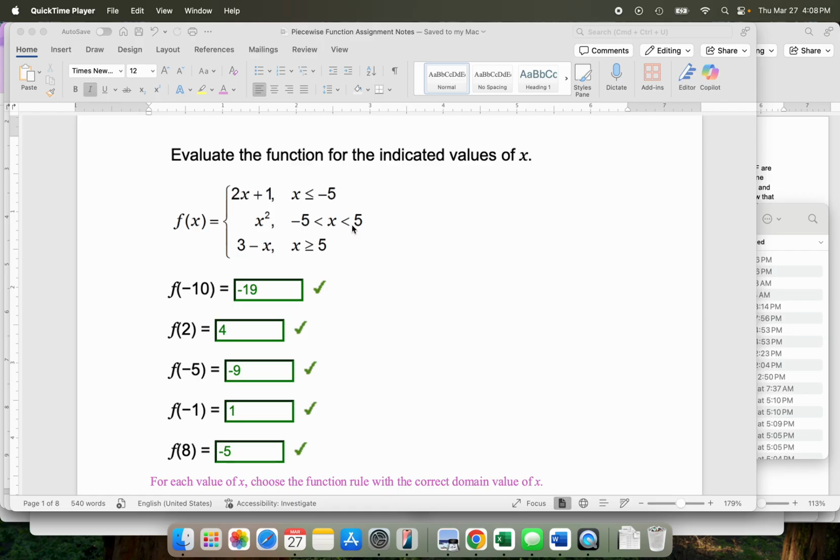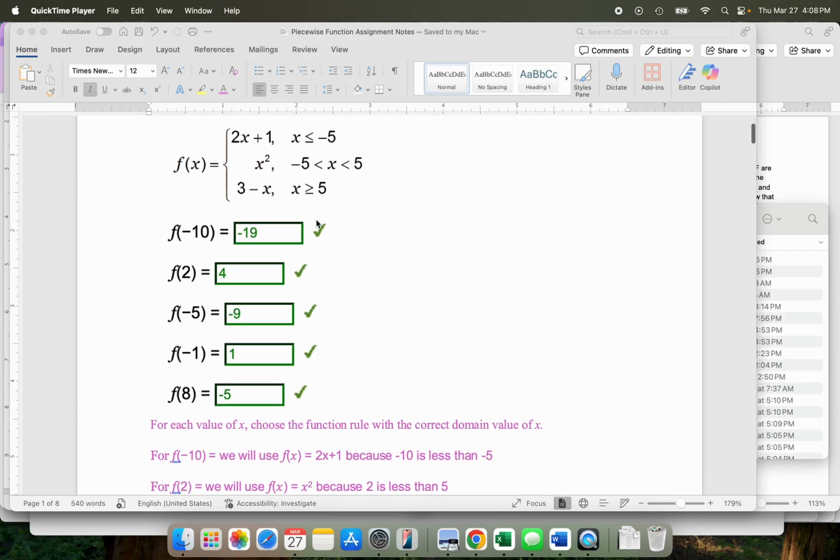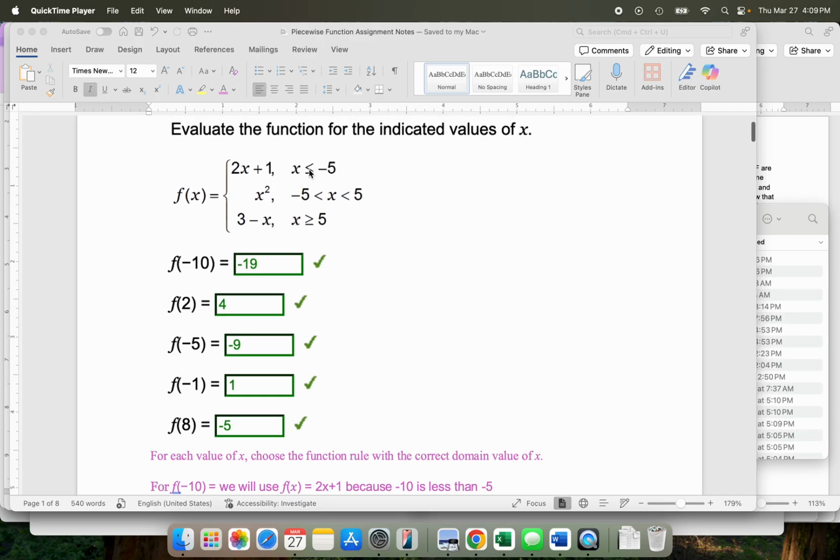So this first one, it wants us to evaluate the function for the indicated values of x. So you would solve each of these individually, finding which domain value that x value fit. So we're looking for a domain value that -10 would fit into. And so we're going to use the 2x plus 1 because x is less than or equal to -5. -10 would fit there. Plugging -10 in for x and solving, we get -19.